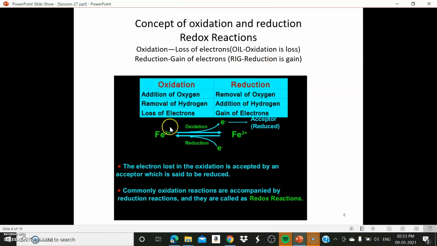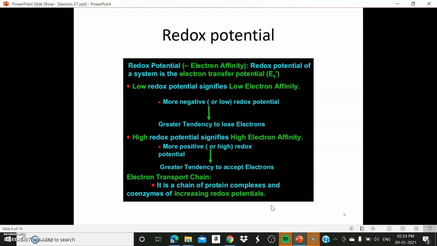So this Fe2+ is a ferrous ion. When it is oxidized, you get Fe3+. So when Fe2+ loses an electron, it gets oxidized to Fe3+. When it gains an electron, it gets reduced to Fe2+. See, the electron lost in the oxidation is accepted by an acceptor, which is said to be reduced. Commonly, oxidation reactions are accompanied by reduction reactions, and they are called redox reactions. So I want to throw light now on the redox reactions in the biological system.